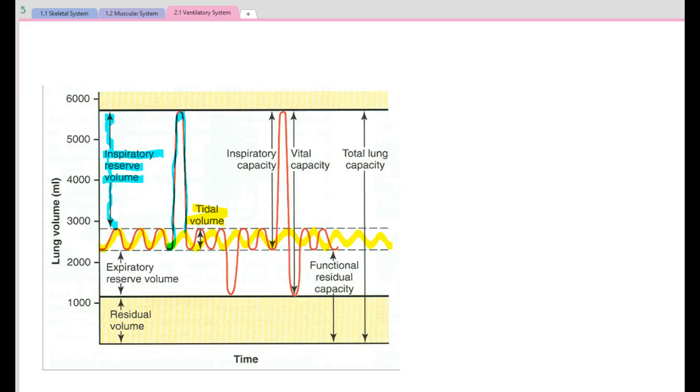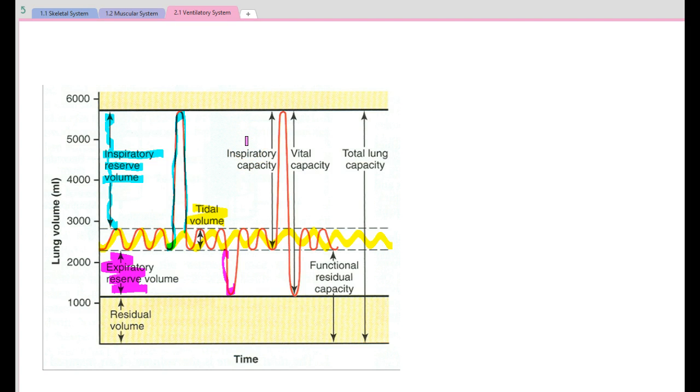Expiratory reserve volume is the amount that you can breathe out after normal expiration. So if you breathe out normally, now breathe the rest of the air out, that is your expiratory reserve volume. We don't need to worry about inspiratory capacity.